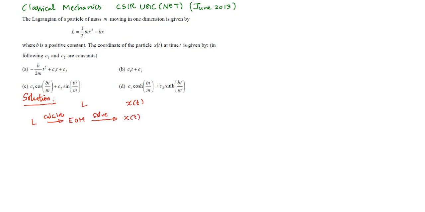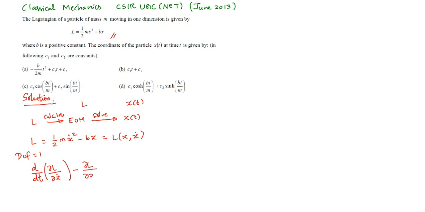So now let us write down the equation of motion for this given Lagrangian. L is equal to half m x dot squared minus b x. The Lagrangian is a function of x and x dot. Therefore, the generalized coordinate is x, the generalized velocity is x dot, so the degrees of freedom is 1. So d by dt of partial L by partial x dot minus partial L by partial x is equal to 0.